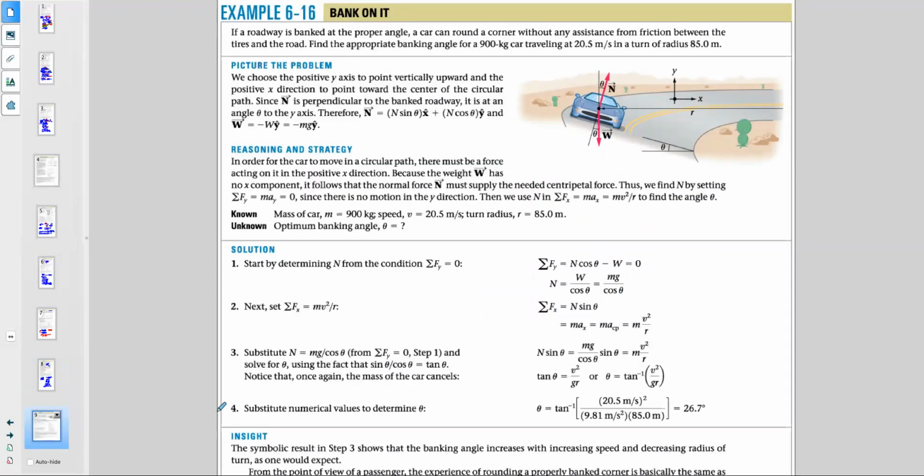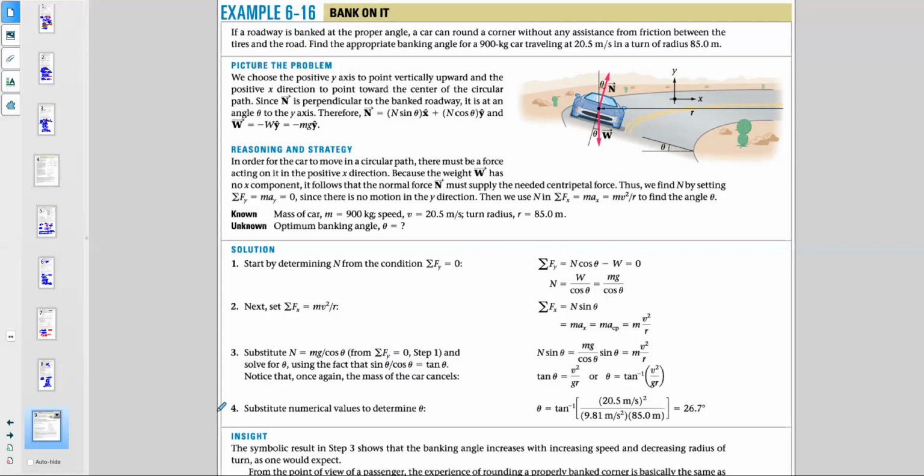Now, if the car is tilted, it's a little bit different. You might not even need a huge amount of friction. That's why a lot of these roads, when it goes to curve or when you want to turn, are a little bit tilted. The reason is to avoid sliding the cars. So if a roadway is banked at the proper angle, a car can round a corner without any resistance from friction between the tires and the road, as I just said.